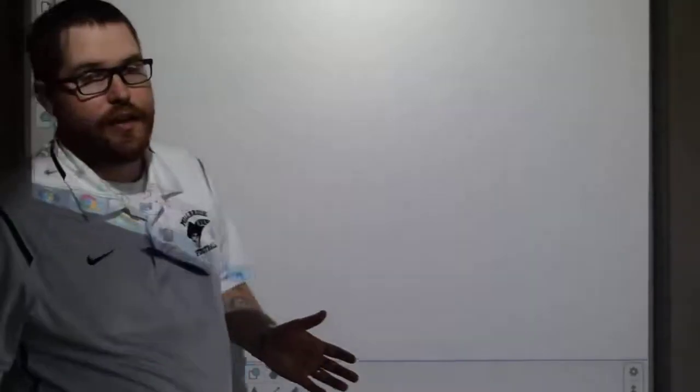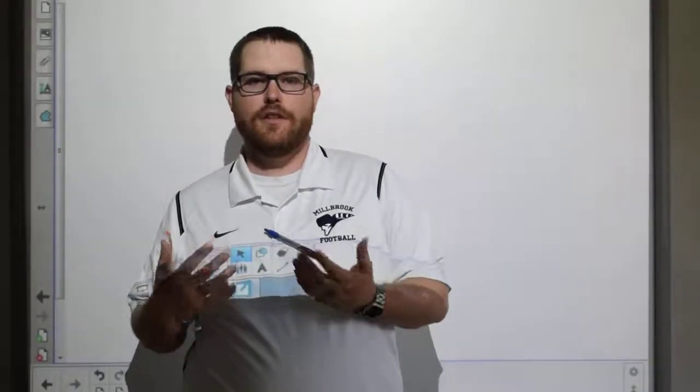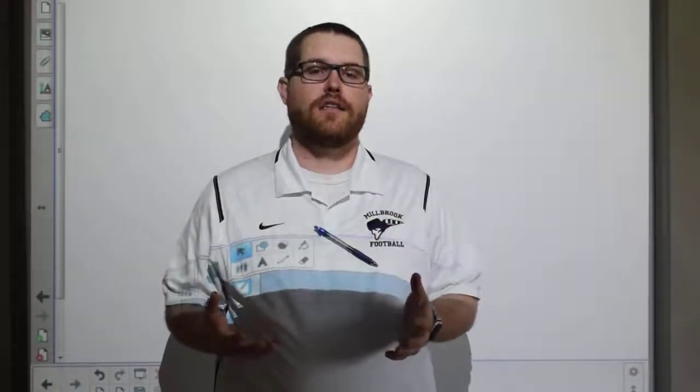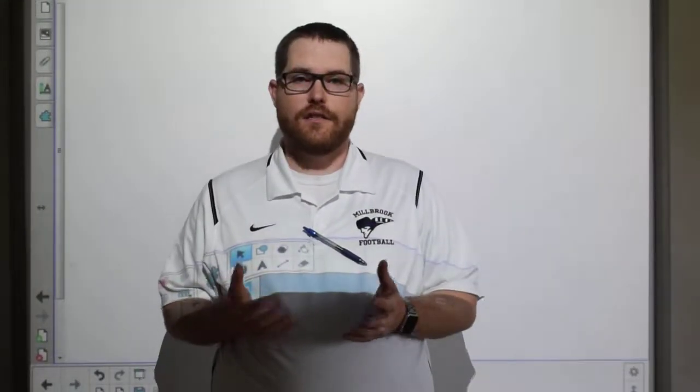So, summary for today. Transforming your parabolas, your hyperbolas, your ellipses, and then completing the square to find what kind of conic section it is. Maybe it's a conic section, maybe it's not.